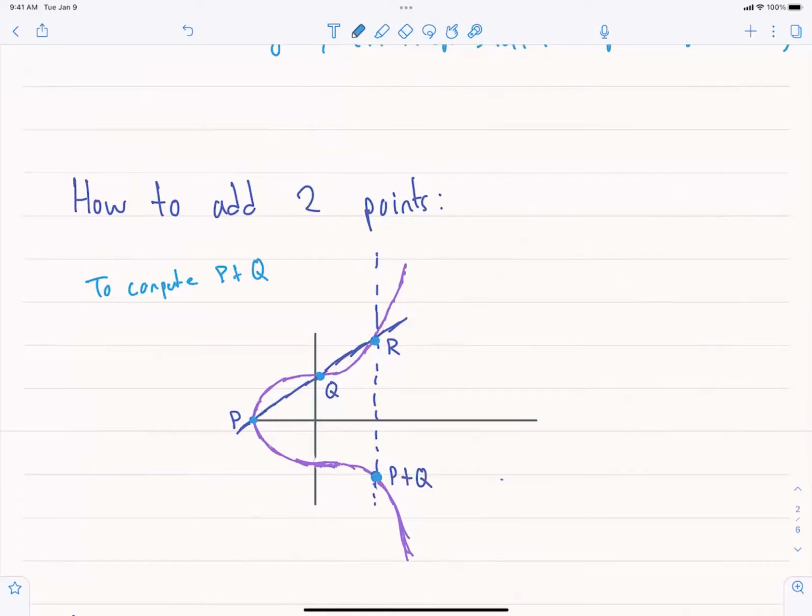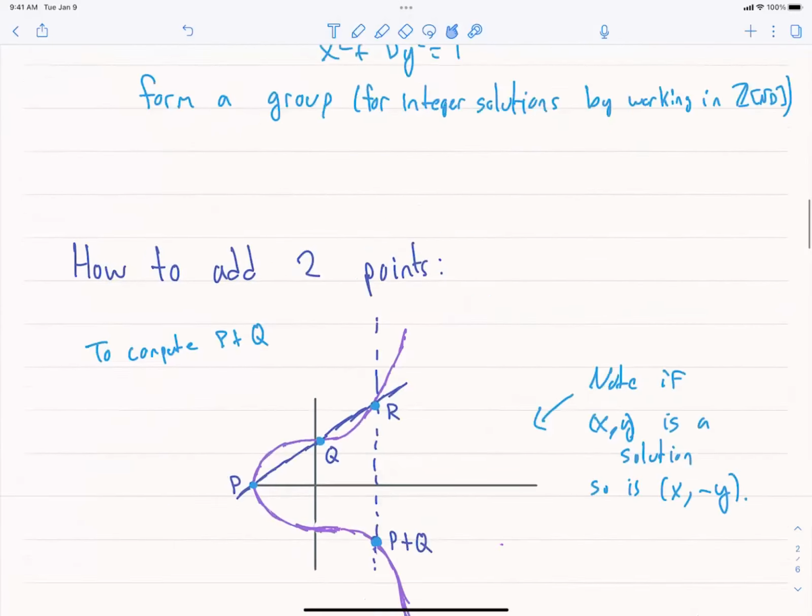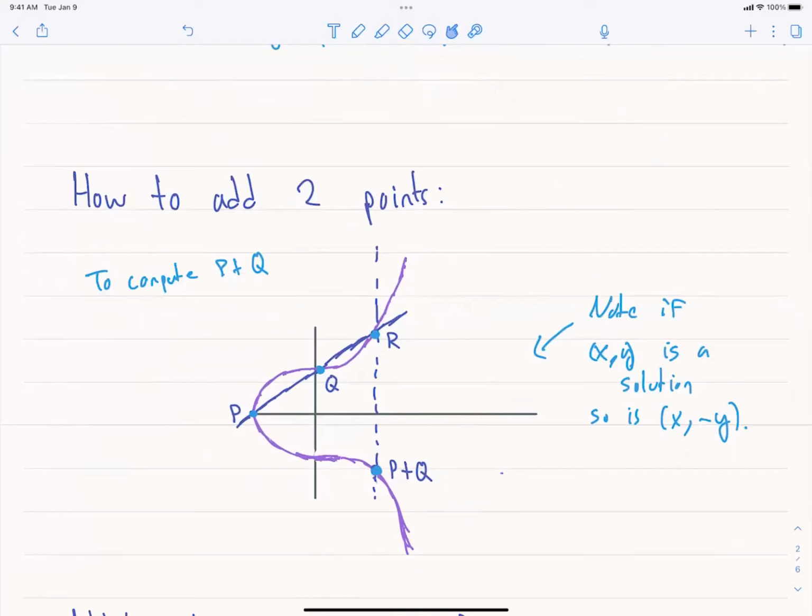So you take the third intersection point, and then you flip it about the x-axis. Here we're using the fact that if (x, y) is a solution, so is (x, minus y). That's because the only place that y shows up is as y squared, so the minus sign goes away. If you just look at the equation we're looking at, y squared equals x cubed plus 8, then if I plug in minus y, I get the same thing as I do when I plug in y. Okay, this is a little bit funny, but it works.